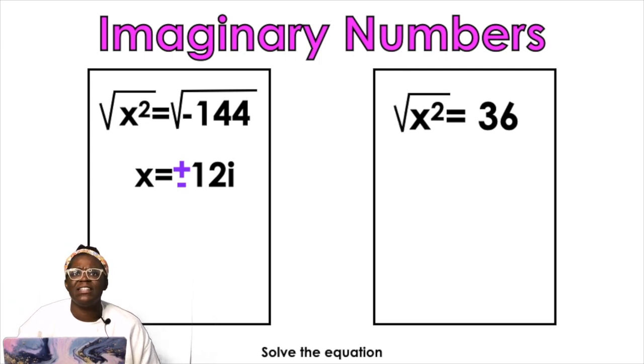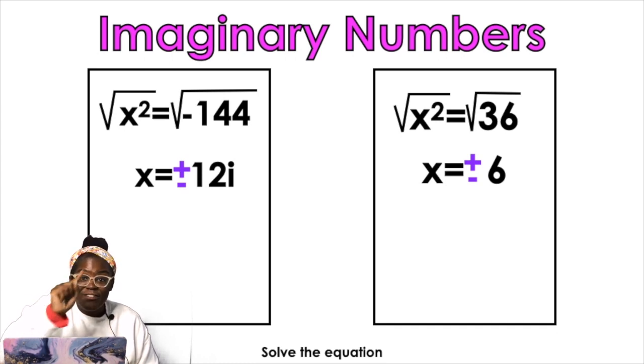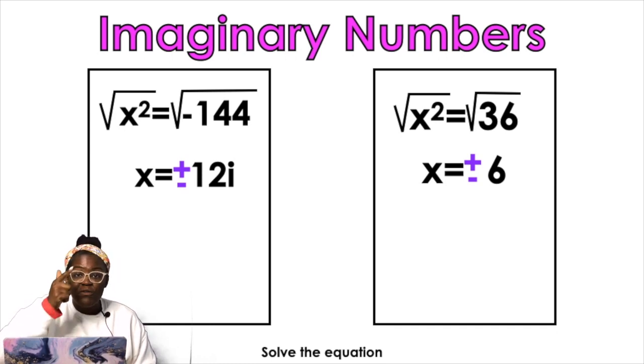So now let's try the next equation, which is x squared equals 36, right? And I'm going to get x equals plus or minus 6. Not plus or minus 6i. Because was there a negative under that radical? No, there wasn't. Don't be a robot. Think about what you are doing.